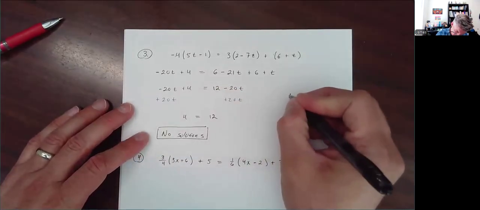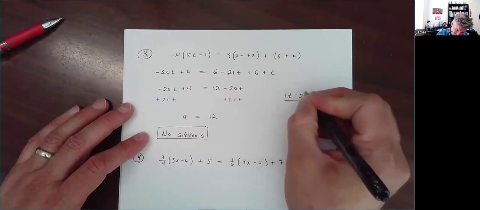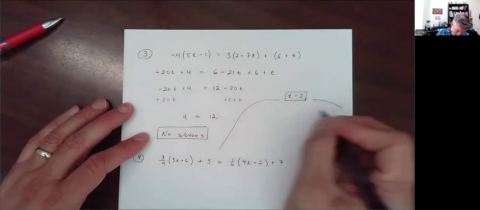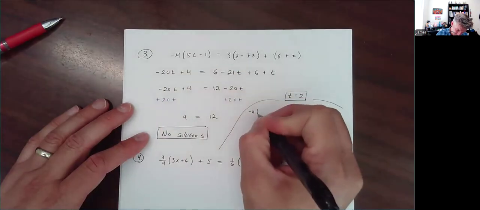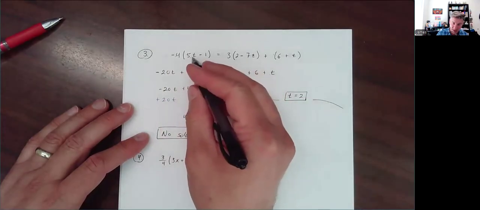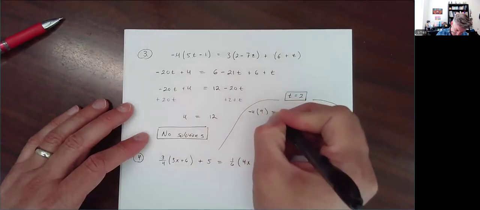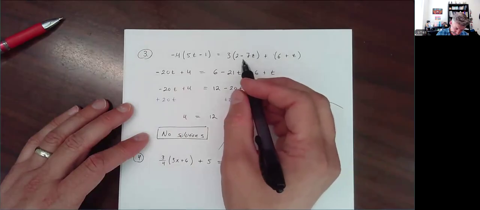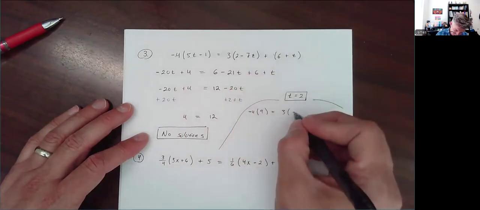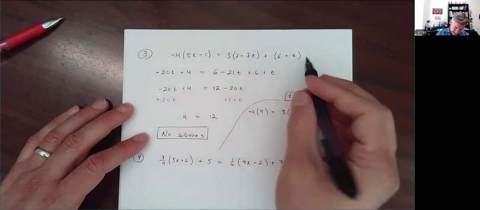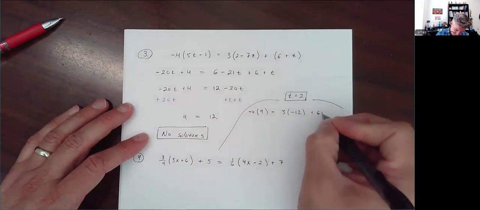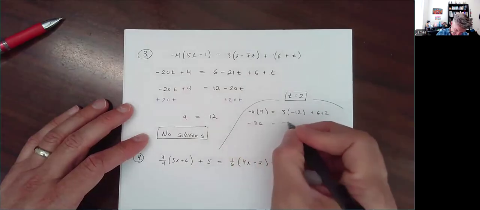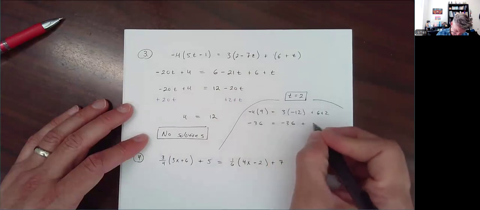So if I plug in t equal to 2, then I know it's not going to work. I'm going to get -4 times 5 times 2, which is 10. 10 minus 1 is 9, equal to 3 times 7 times 2, which is 14. 2 minus 14 is -12. And then over here I get 6 plus 2. So I get -36 equals -36 plus 8.